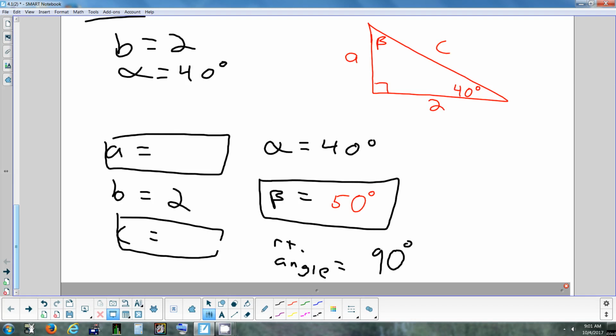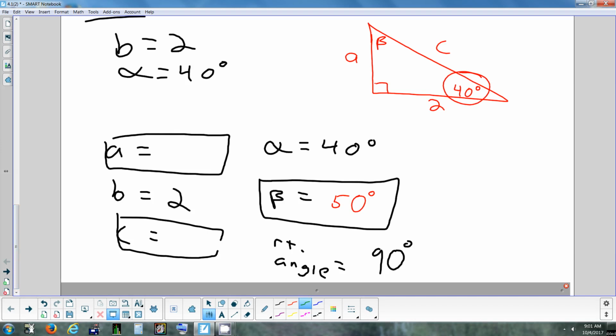Yeah, Victoria? 40. Yeah, why is the 40 better? Because it was given to you. It was given to you, and why? What could happen if you use the 50? It could be wrong if you made a mistake finding it. So that's why when we solve these problems, we're going to avoid using anything that we found to find other things. Because if you make a mistake and you use that to find something else, then that's wrong now too. Okay. So we're going to use the 40.